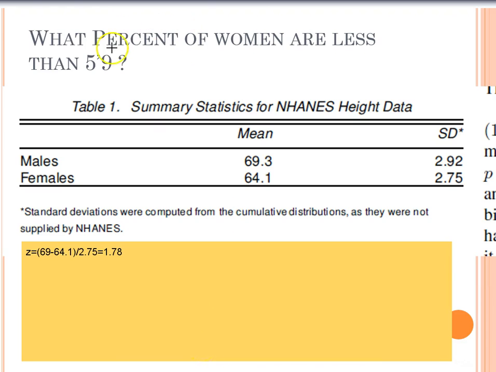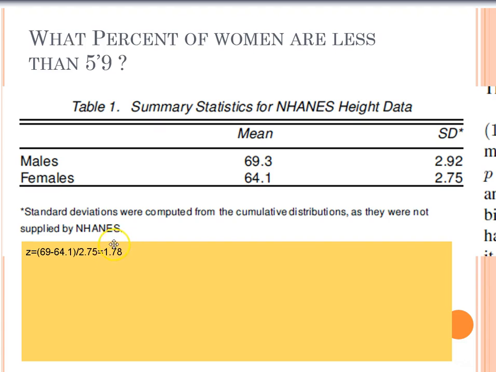Now let's do this same number, but for women. So we're going to look at what percent of women fall less than a height of 5'9". So we need to find the z-score for the females, and we're going to do that using the summary statistics of just the females. So again, our observation of 5'9" goes first. The average for the females goes second, and then once we have that difference, we can divide that difference by the standard deviation. That's going to give us a z-score of 1.78.